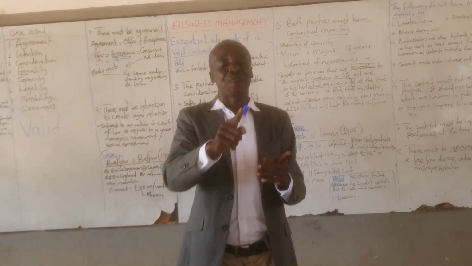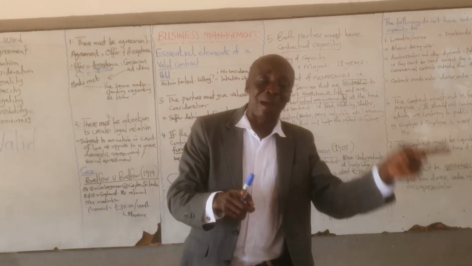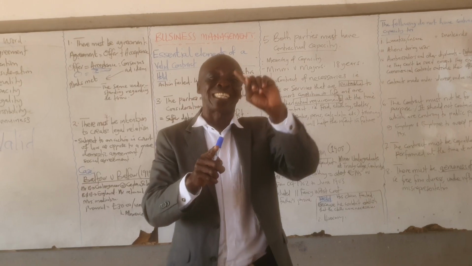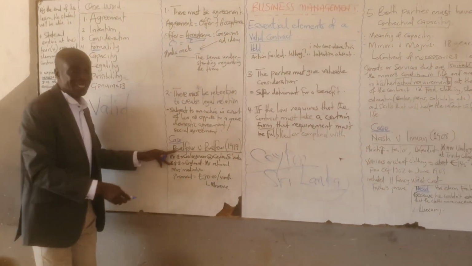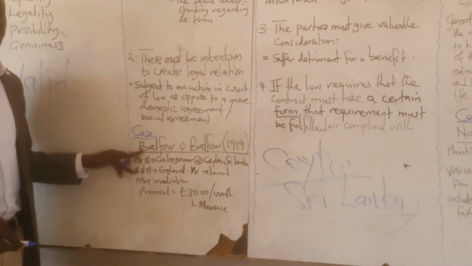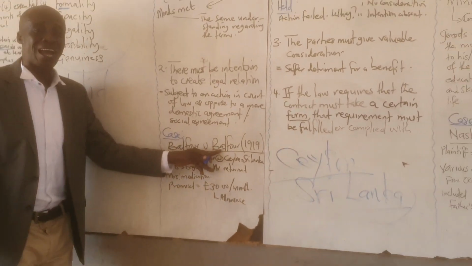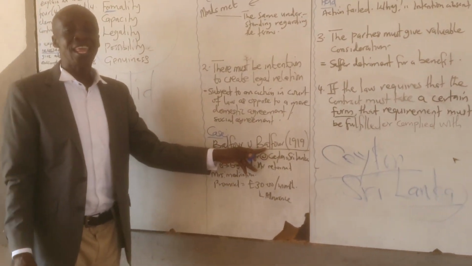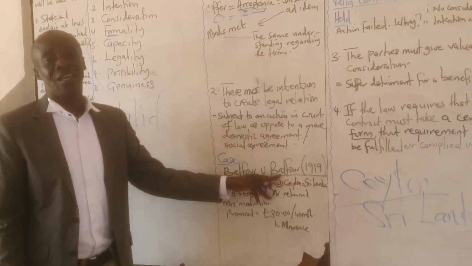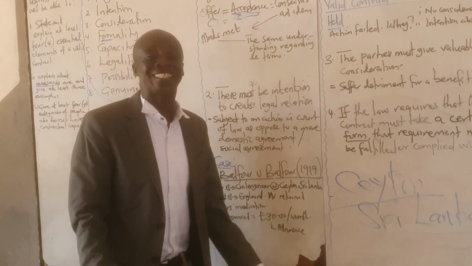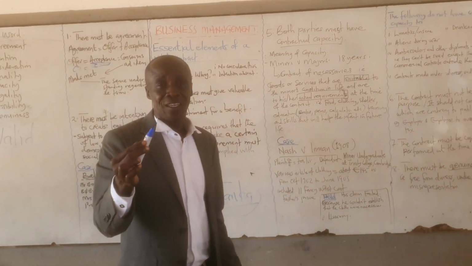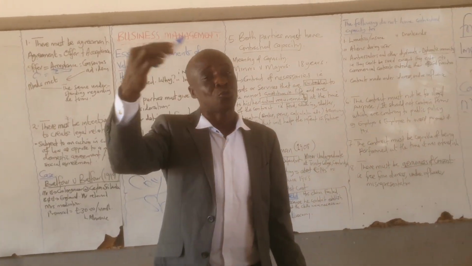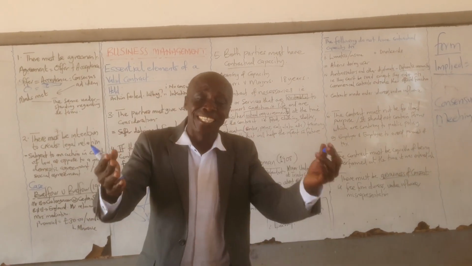Now remember, Balfour versus Balfour, that means Mrs. Balfour versus Mr. Balfour. The first Balfour is the Mrs. Remember, she is the plaintiff. The second Balfour is the minister. He is the defendant. And it was held that the woman's action failed. She went to court, but she didn't succeed.